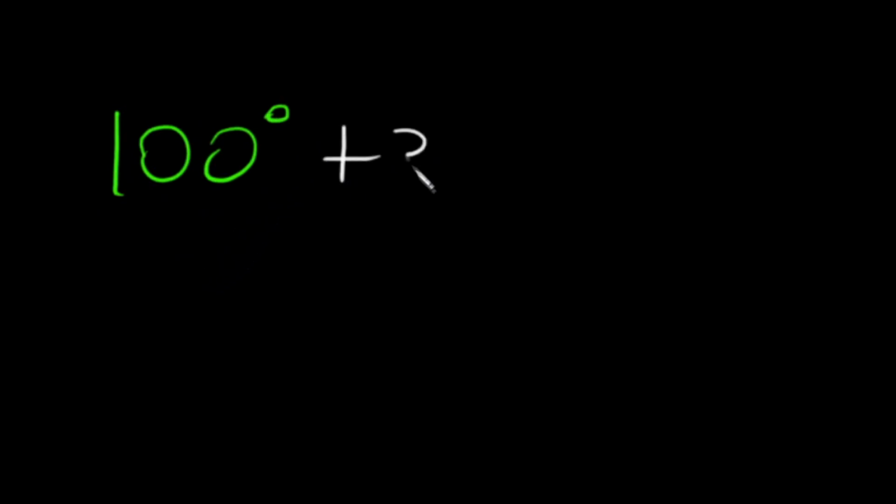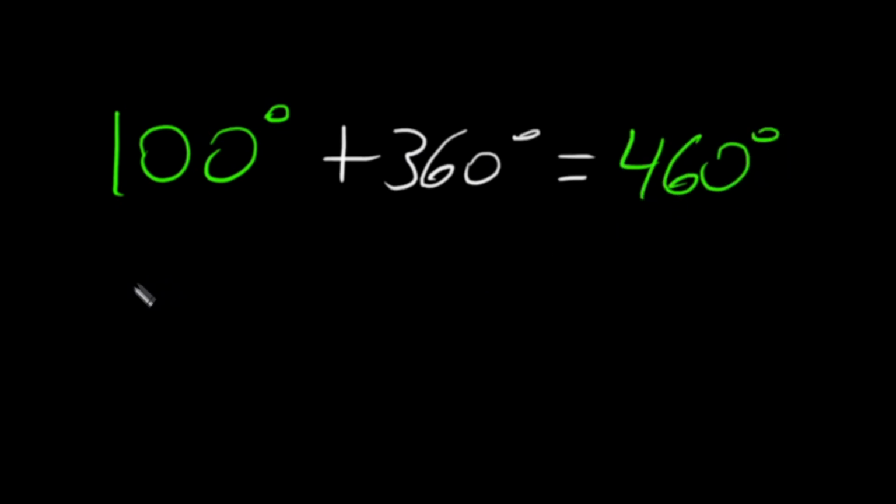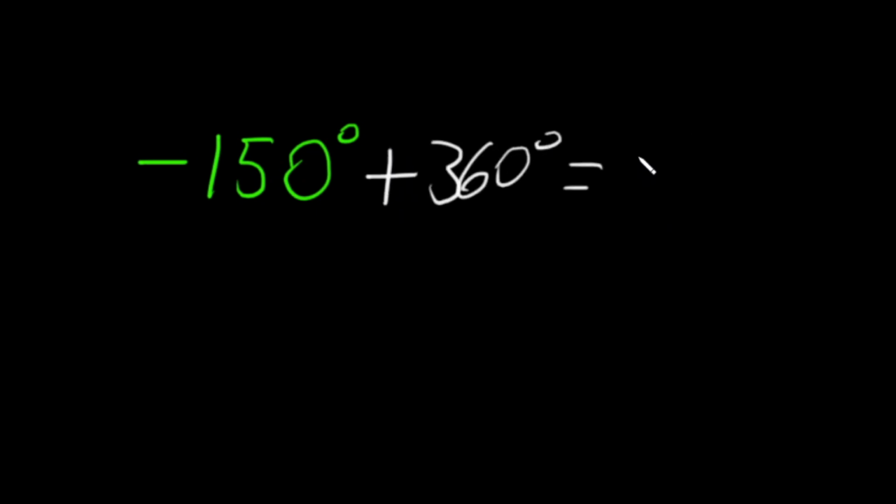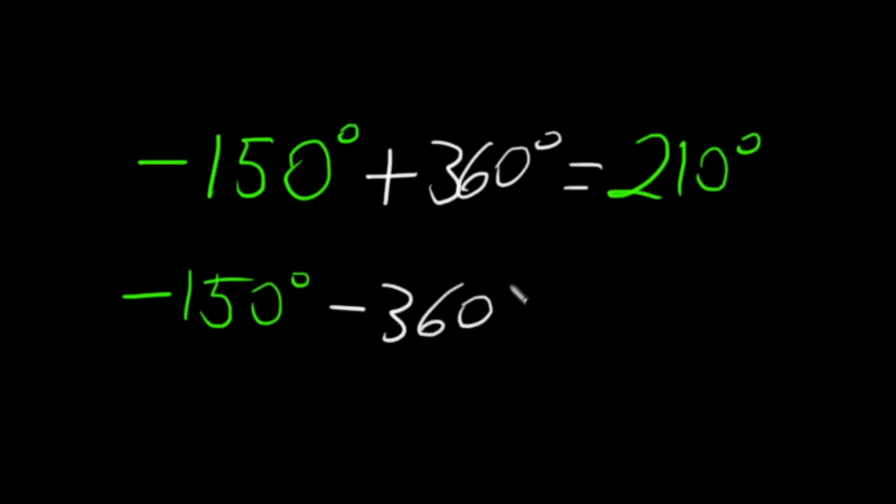angle, we can add 360 degrees and get a positive coterminal angle, that's 460 degrees. And to get the negative coterminal angle, we can do the 100 degrees minus 360 to get a negative coterminal angle of negative 260 degrees. What if we started at a negative degree, so this time negative 150 degrees? We can do the same thing. We'll add 360 degrees and get a positive coterminal angle of 210 degrees. And then we can subtract 360 to get negative 510 degrees as our negative coterminal angle.